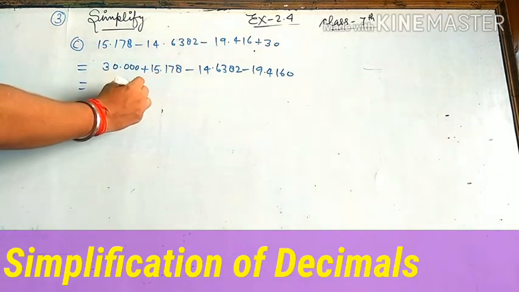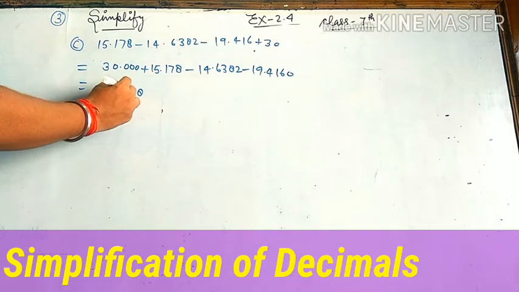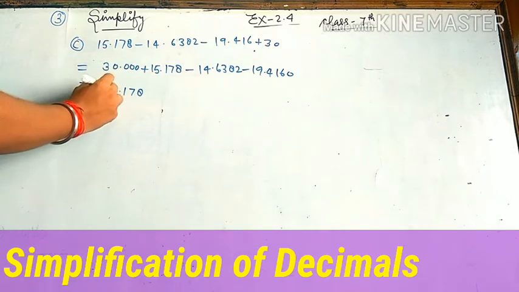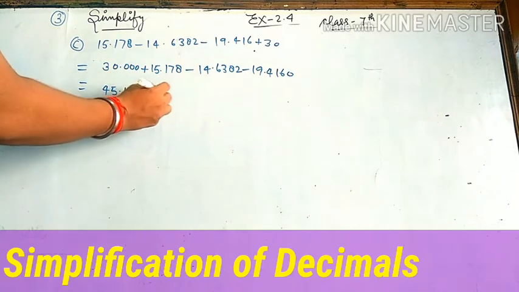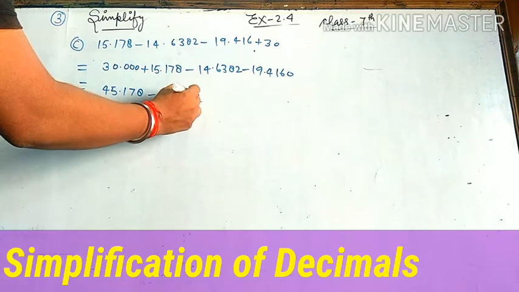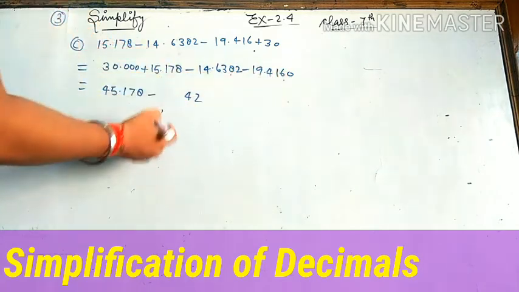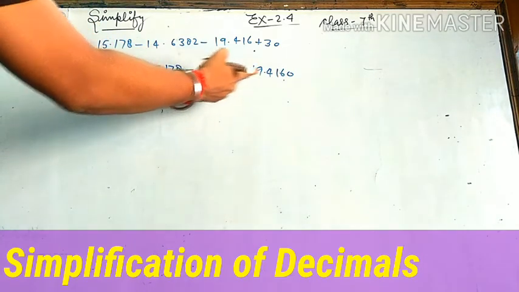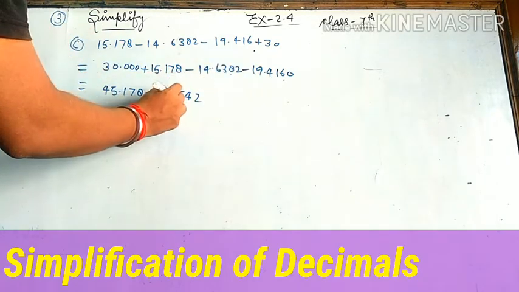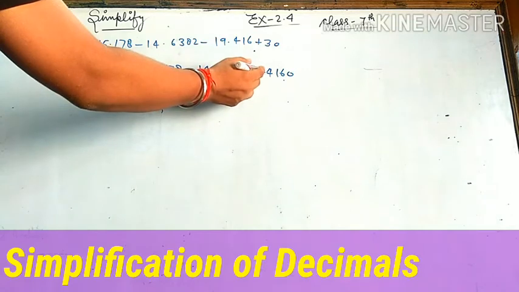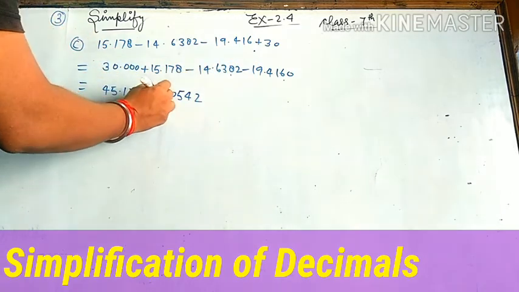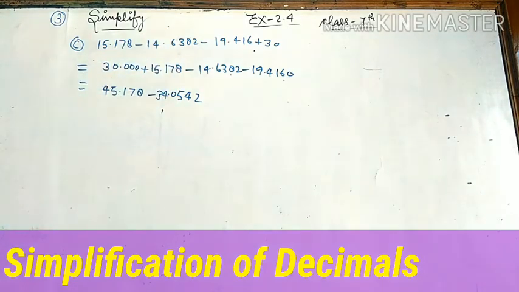Now add 30.0000 plus 15.1780 and here minus 14.6382 plus 19.4160. 8 and 6, 14, carry 1, 3, 1, 4, 1, 5, 6, 4, 10, 0, carry 1, 9, 1, 10, 10, 4, 14, carry 1, 1, 1, 2, 2, 1, 3, and point here.